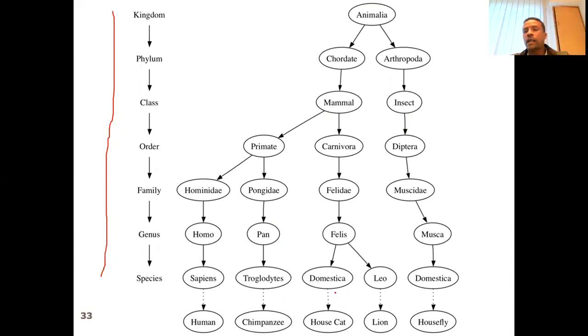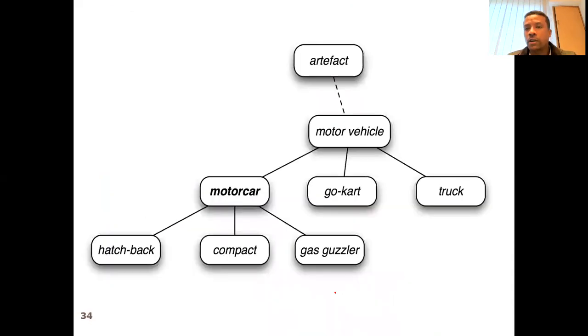Okay, this is a hierarchical relationship between words. Or you can have such a relationship like artifact can be a motor vehicle, but a motor vehicle can be a motor car, go-kart, or truck. A motor car can be hatchback, compact, or Ziller. So you can create such a relationship between words. In this case, we are creating a superclass-subclass relationship, or a generalized and a specialized class.